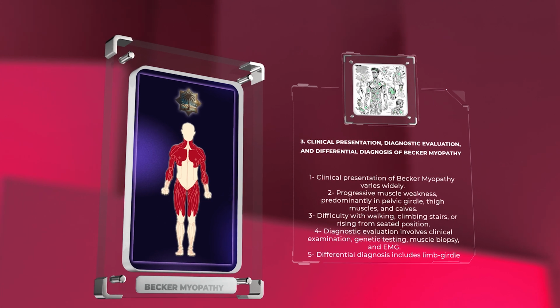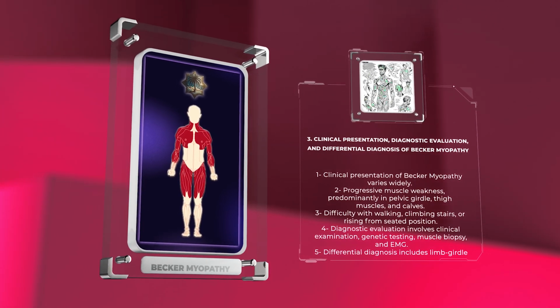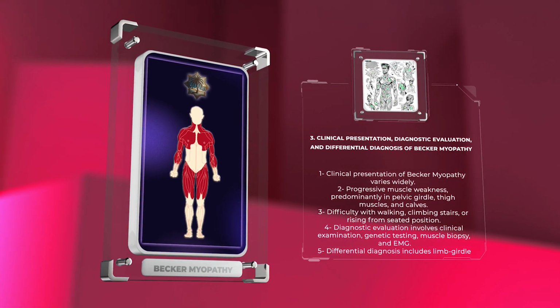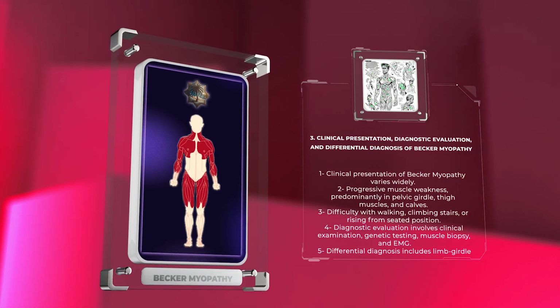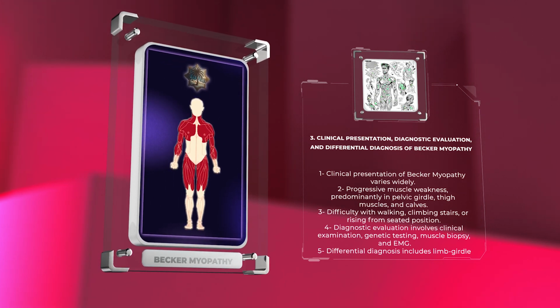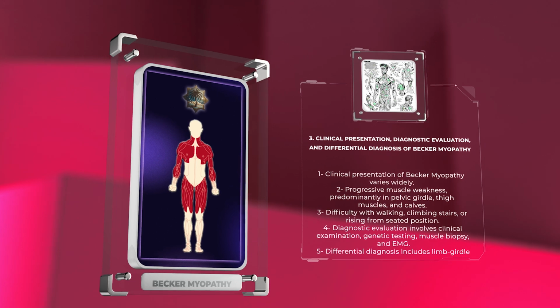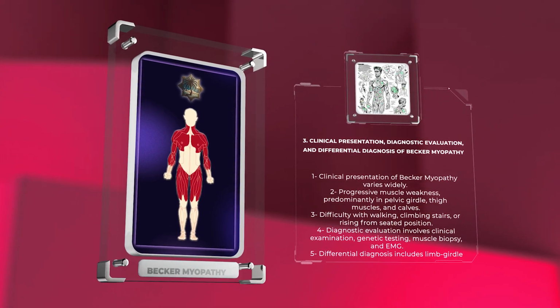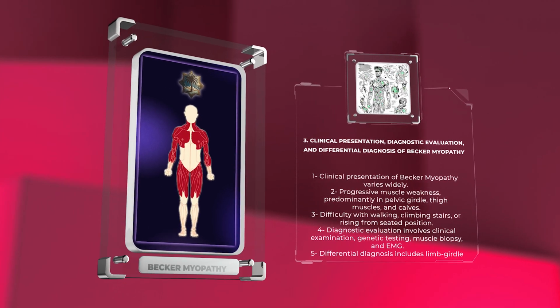Diagnostic evaluation involves a combination of clinical examination, genetic testing, muscle biopsy, and electromyography, EMG. Differential diagnosis should encompass other neuromuscular disorders with similar phenotypes, such as limb-girdle muscular dystrophy and myotonic dystrophy.